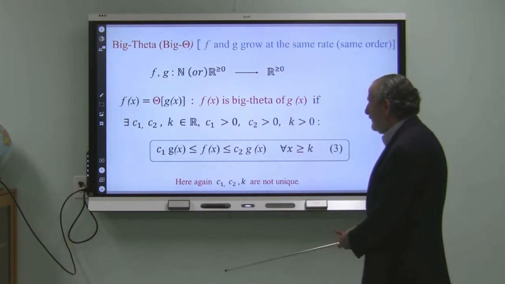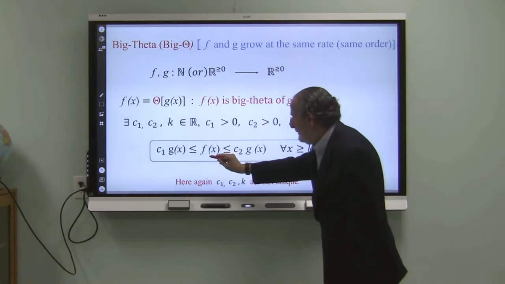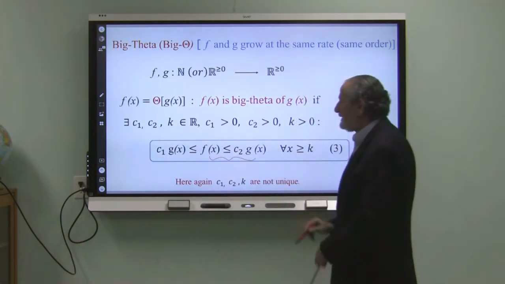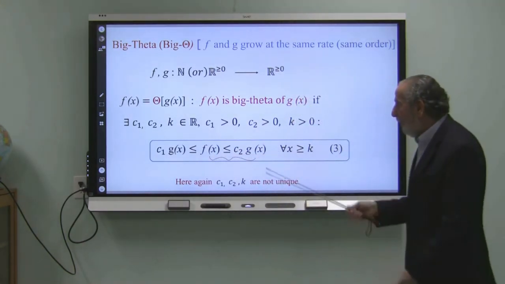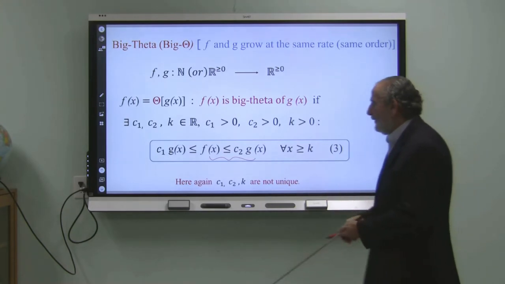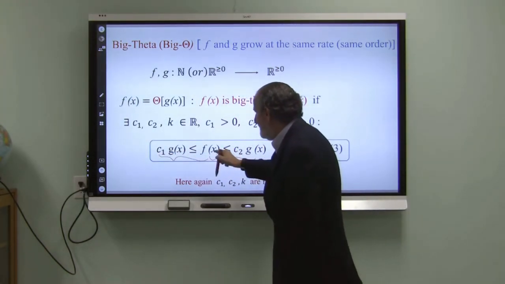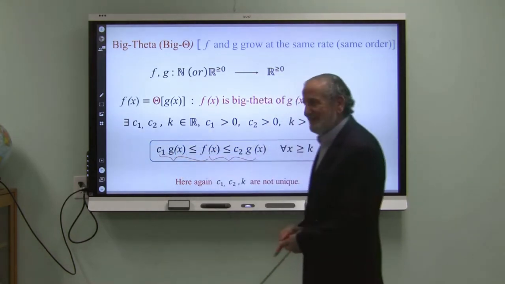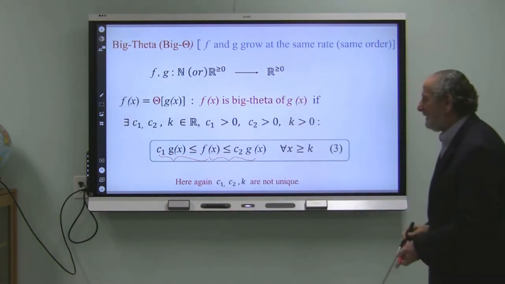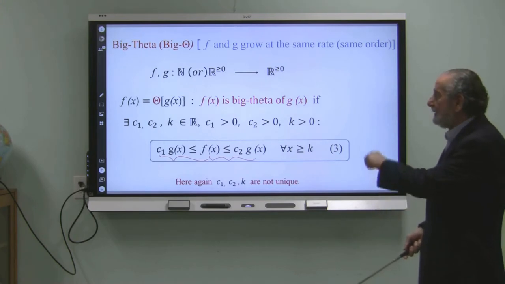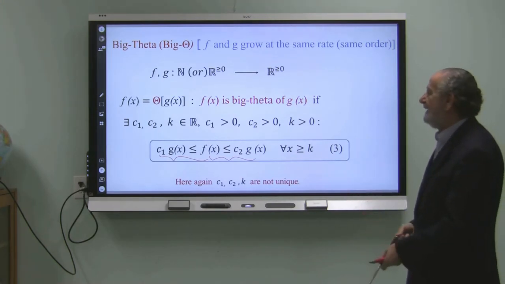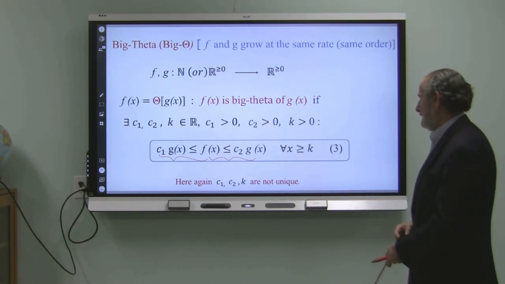You see, now when you look at this piece here, this means f(x) is big O g(x). When you look at this piece here, this means f(x) is big omega g(x). So at the same time, f(x) is big O g(x) and big omega g(x). Then it becomes big theta g(x).